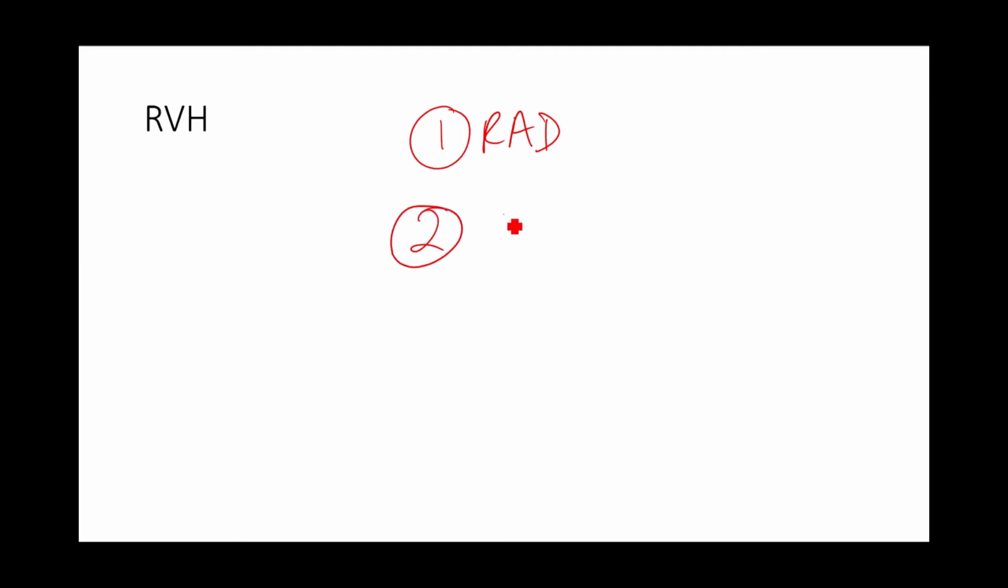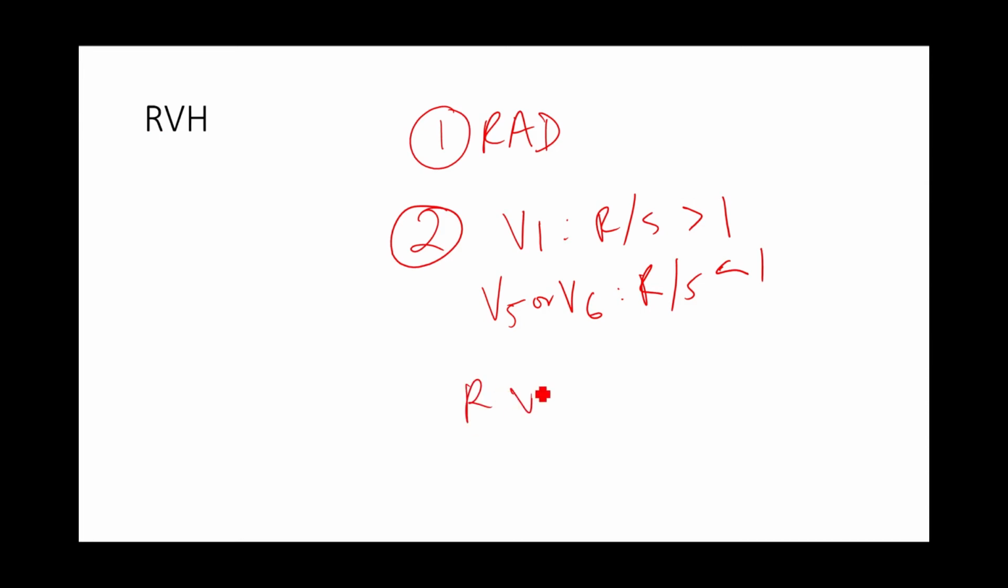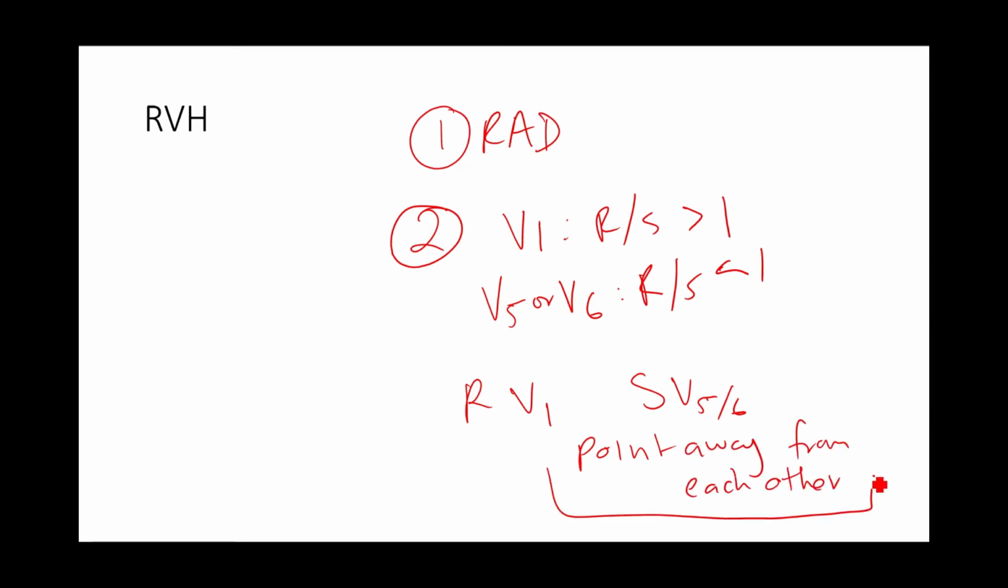Number two, you want to look at V1 and make sure that the R to S ratio is greater than 1, and then look at either V5 or V6 and make sure that the R to S ratio is less than 1. This is a little bit confusing, but the easiest way to understand this is that the R wave in V1 and the S wave in V5 or V6 point away from each other. We'll look at an example of this in the following slide.